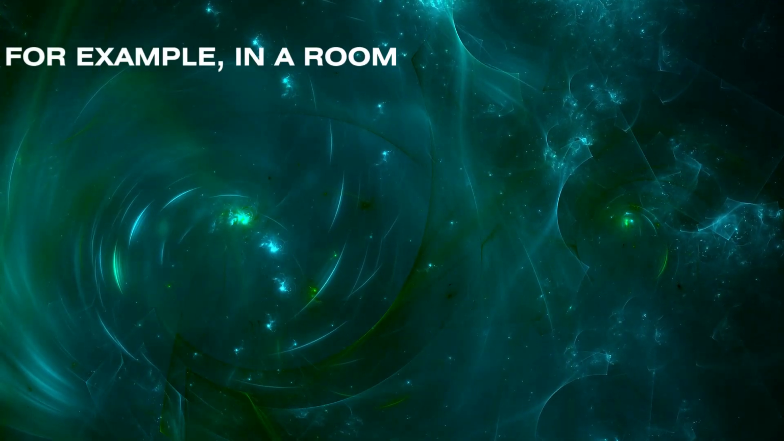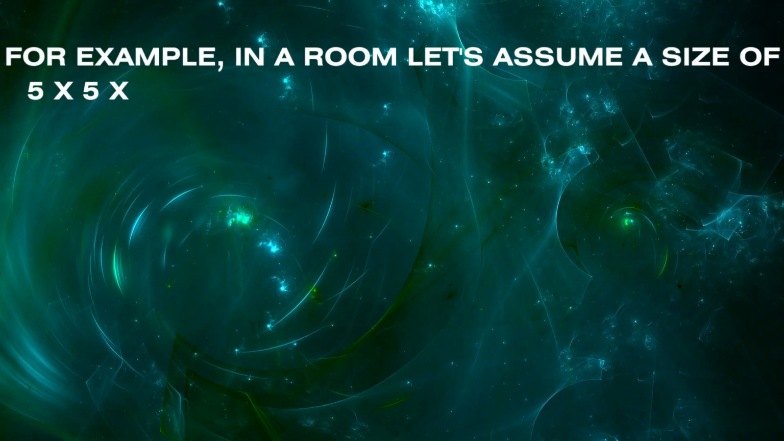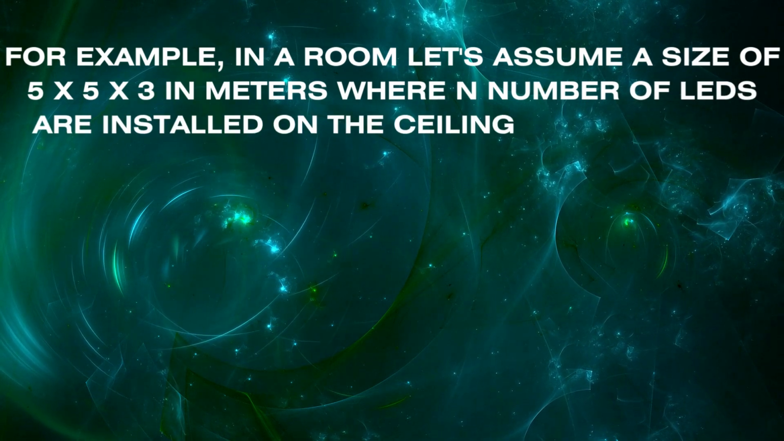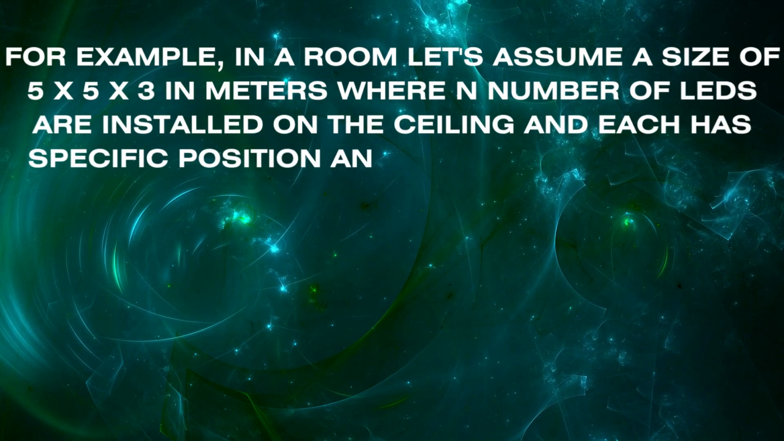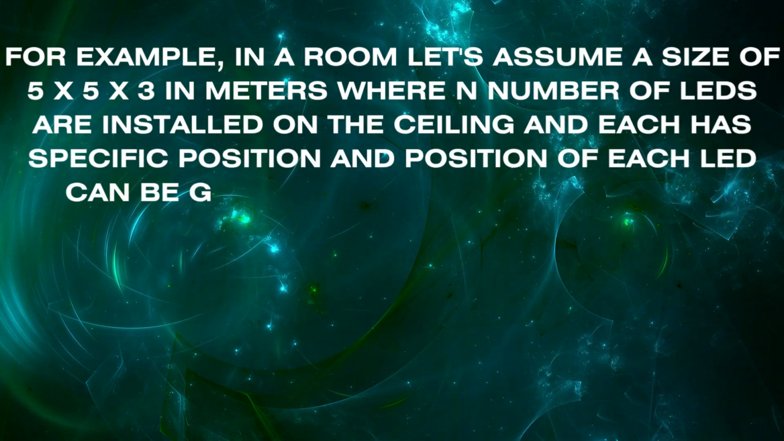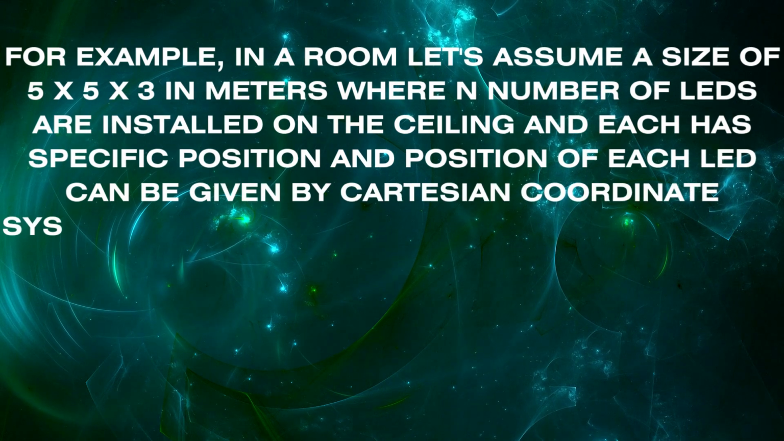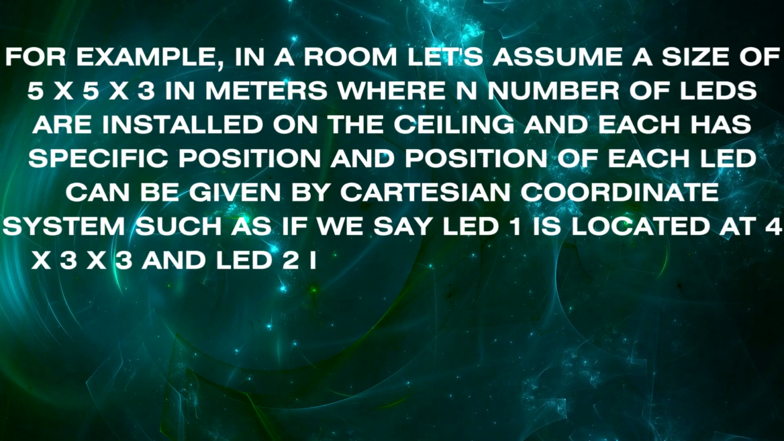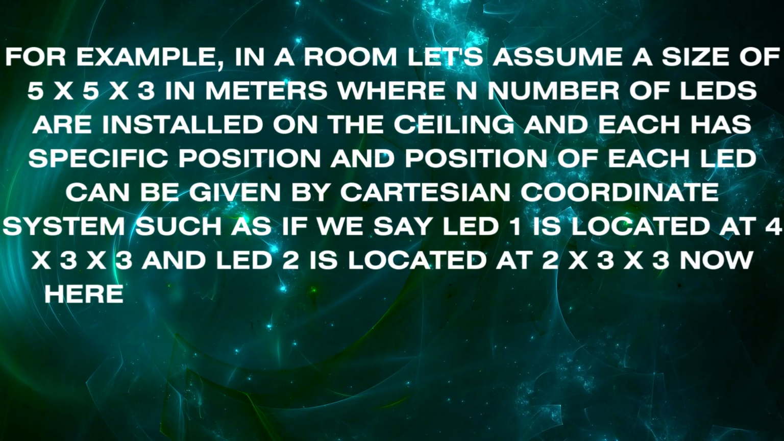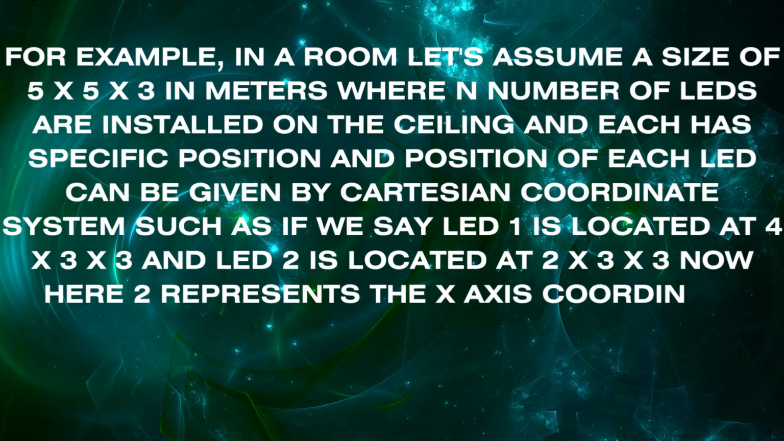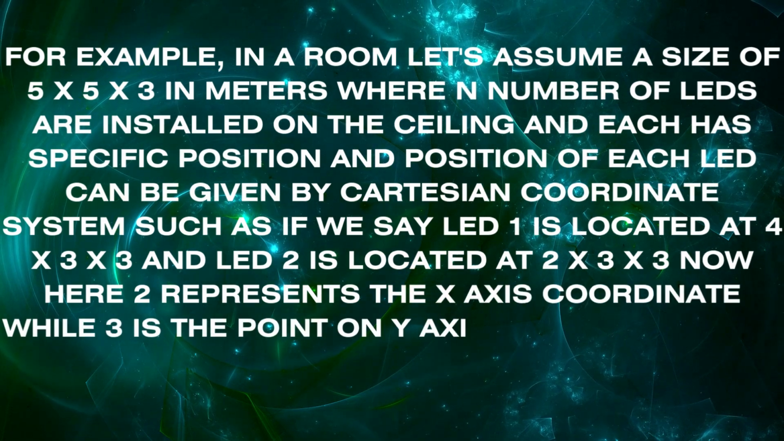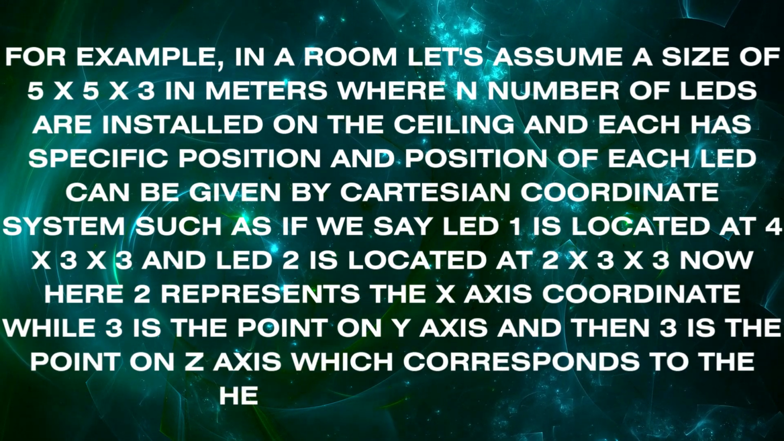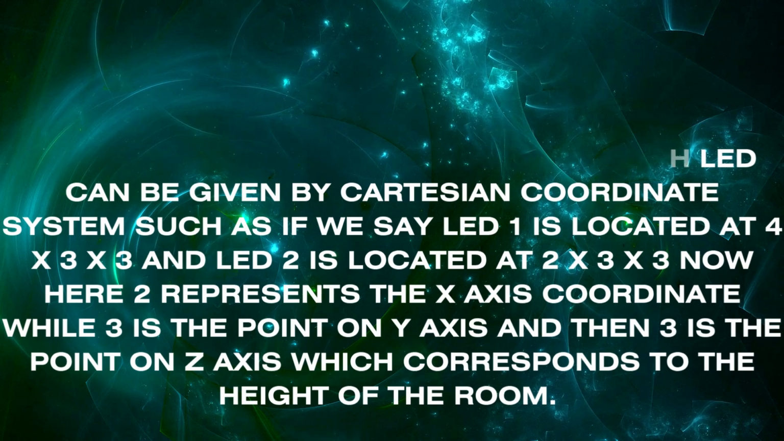For example, in a room, let's assume a size of 5 by 5 by 3 in meters, where n number of LEDs are installed on the ceiling and each has a specific position. The position of each LED can be given by the Cartesian coordinate system, such as if we say LED 1 is located at 4 by 3 by 3 and LED 2 is located at 2 by 3 by 3. Now here 2 represents the x-axis coordinate, while 3 is the point on the y-axis, and then 3 is the point on the z-axis, which corresponds to the height of the room.